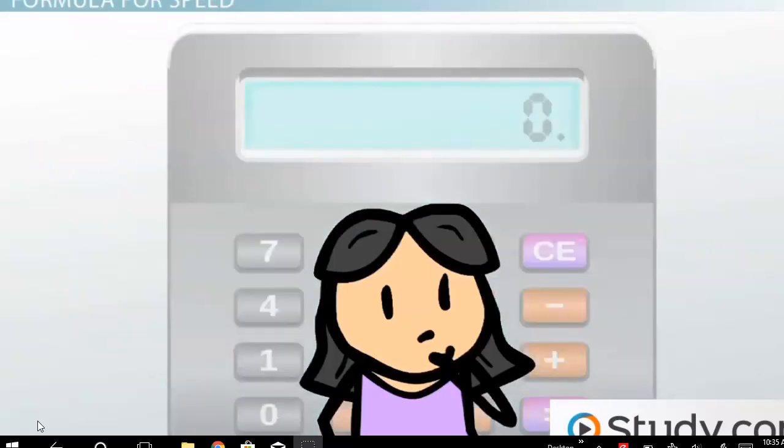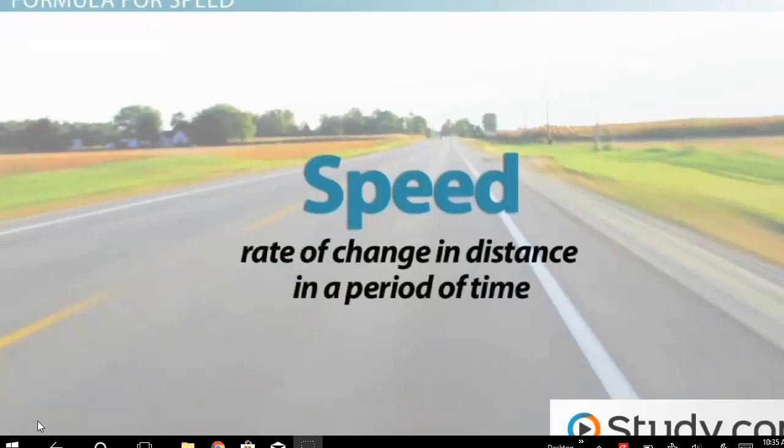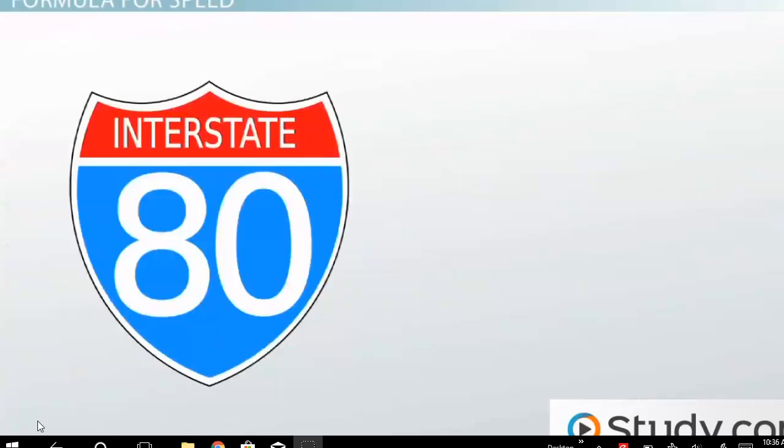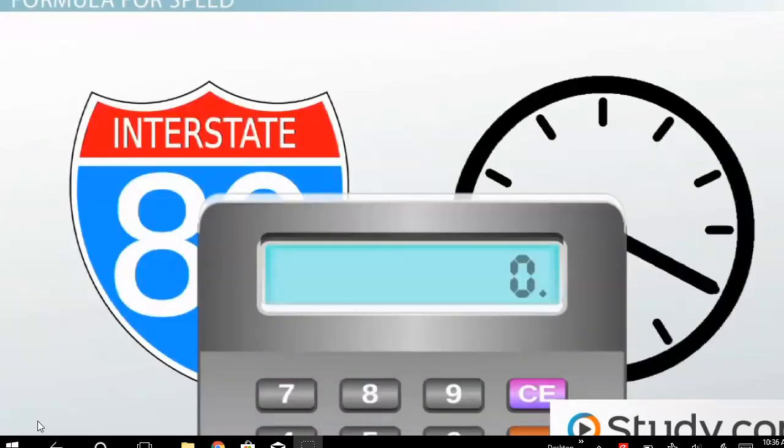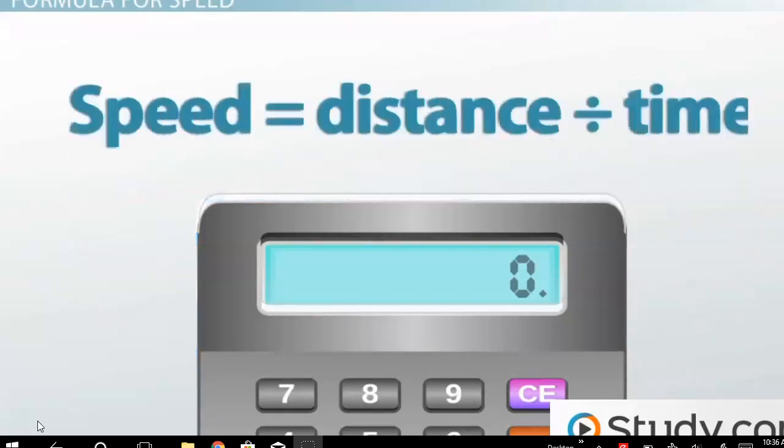these measures. Let's take a look at speed first. As discussed, speed is the rate of change in distance in a period of time. In other words, speed is a function of both distance and time. As such, the formula for calculating speed includes both distance and time, where speed is directly proportional to the change in distance and inversely proportional to the change in time. Let's take a look at the formula for speed. Speed equals distance divided by time.